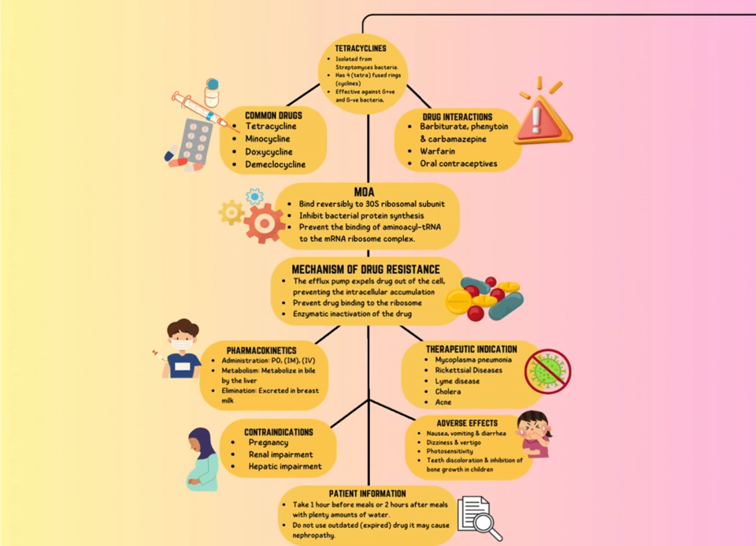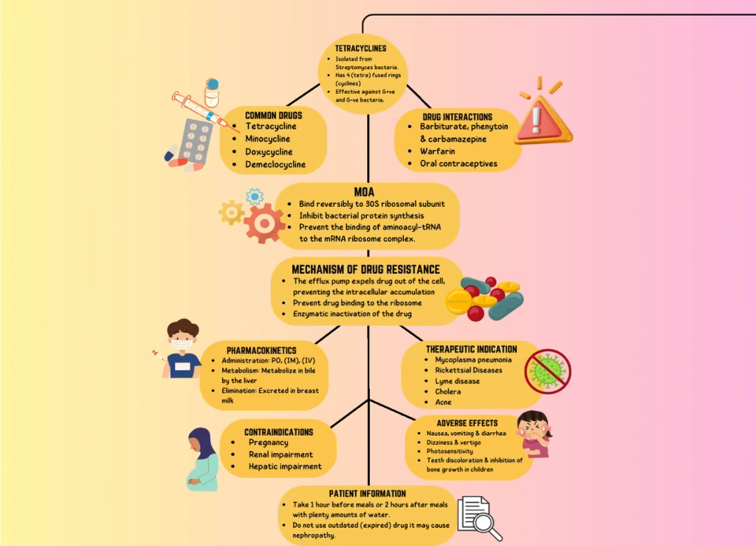The mechanism of drug resistance. The efflux pump expels the drug out of the cell, preventing intracellular accumulation, thus preventing the drug from binding to the ribosome. It also results in the enzymatic inactivation of the drug, antibiotics. The pharmacokinetics of tetracyclines. Tetracyclines can be administered by mouth, PO, intramuscular, IM, or intravenous, IV. It is metabolized in the bile by the liver to form soluble glucuronides. And all the tetracyclines can be excreted in breast milk.